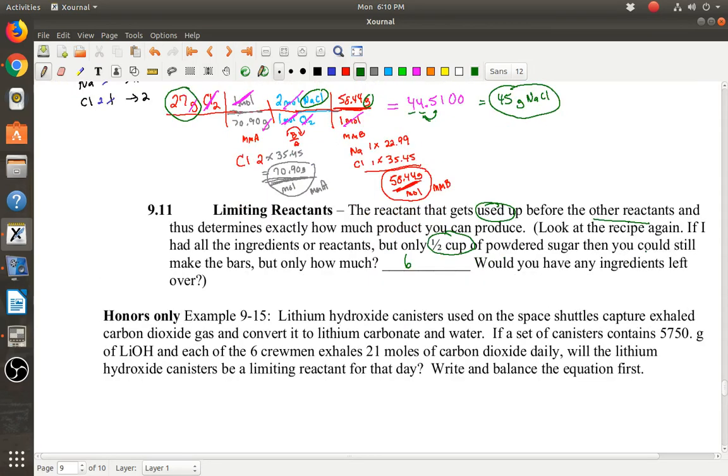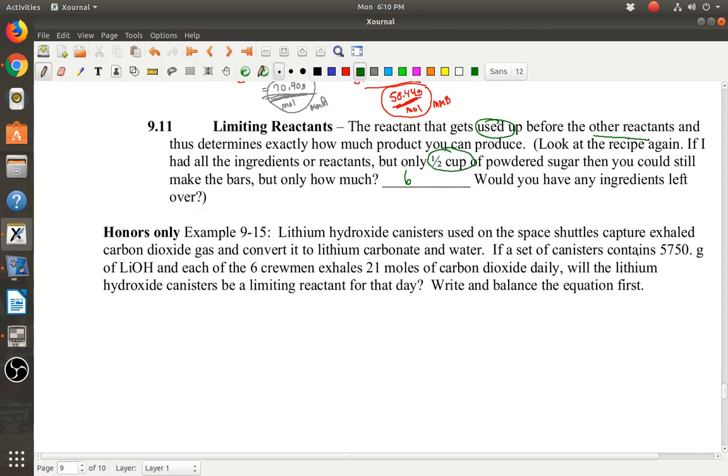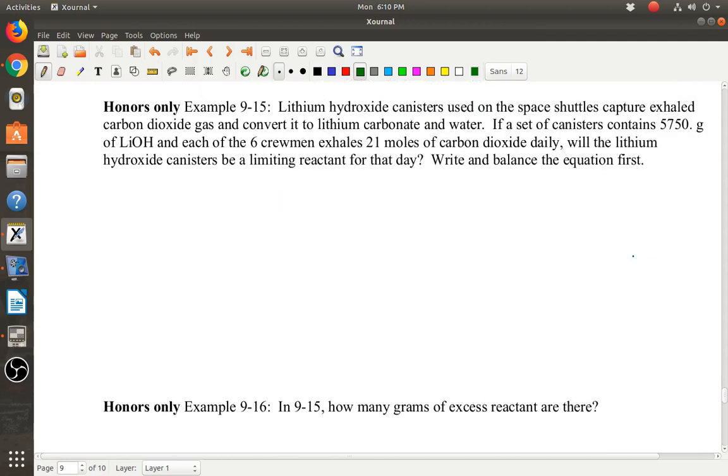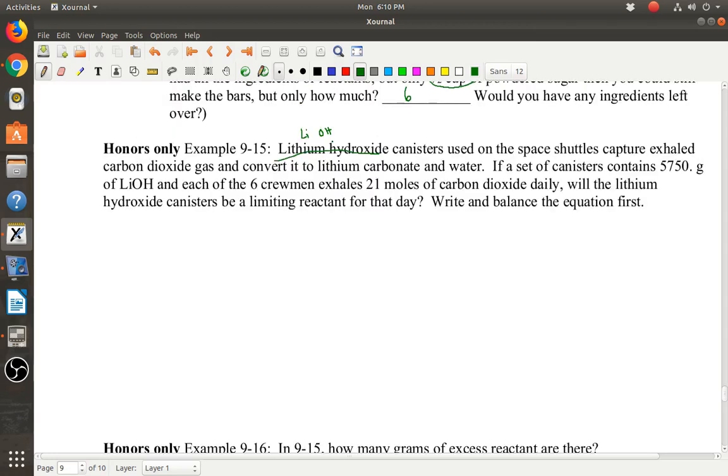We already talked about what a limiting reactant was. It was the thing that gets used up. And so how do we use that in chemistry? So this is an example problem. We have lithium hydroxide, and so lithium is Li and hydroxide is OH. And we have to figure out what the formula is.